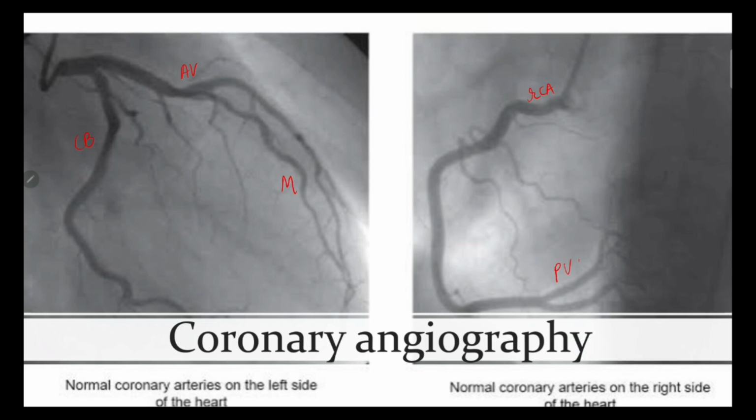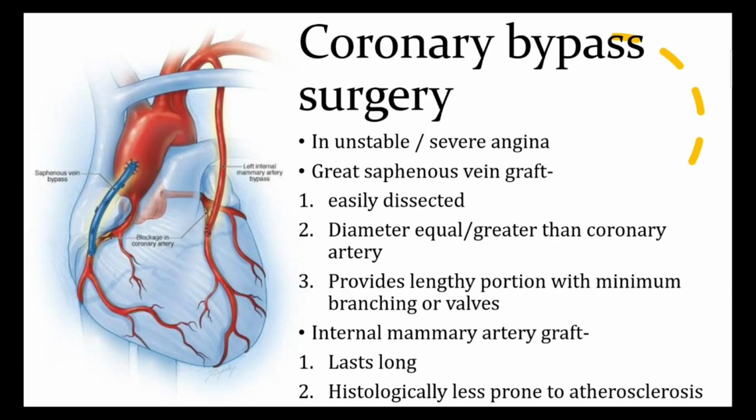Moving on to coronary bypass surgery. You have heard many times the word bypass. The coronary bypass surgery has become common in recent times in patients with unstable or severe angina due to obstruction of the coronary artery. A segment of a vein or an artery is connected to the ascending aorta and then to the coronary artery distal to the obstruction. So here you can see this is connected to aorta and then to this coronary distal from this obstruction.